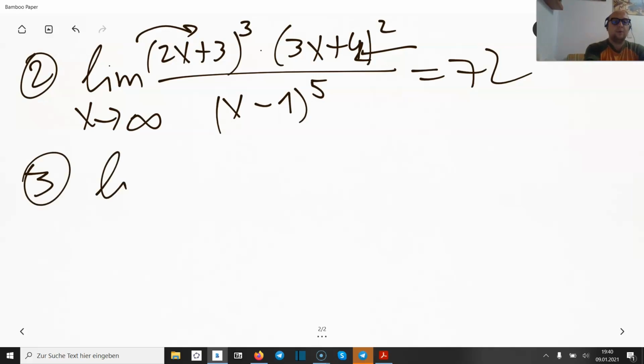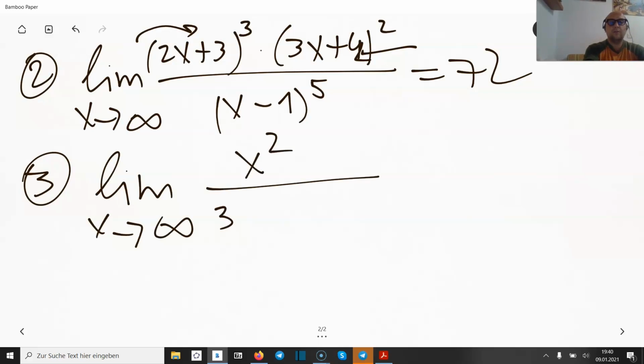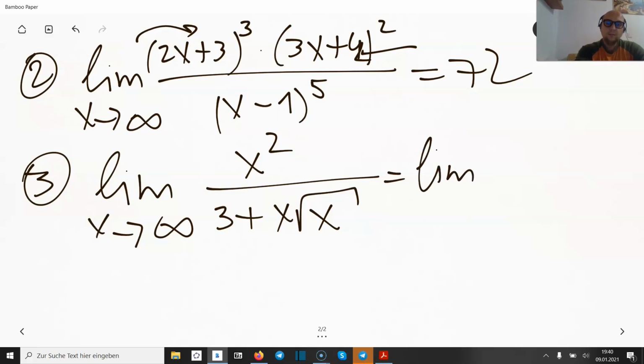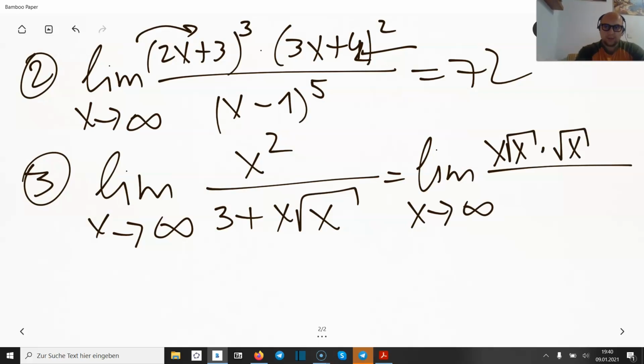Now let's see what will happen if we have a limit x towards infinity, and let's say we have x squared divided over 3 plus x square root of x. Well, you see the numerator is slightly stronger than the denominator, so you have to develop this kind of feeling. Okay, so what I can do is write it as a limit x towards infinity. Well, this is actually x square root of x times square root of x. Can you follow me? And here we're taking x square root of x outside of the parentheses, so we are having 3 divided over x square root of x plus 1, parentheses closed.